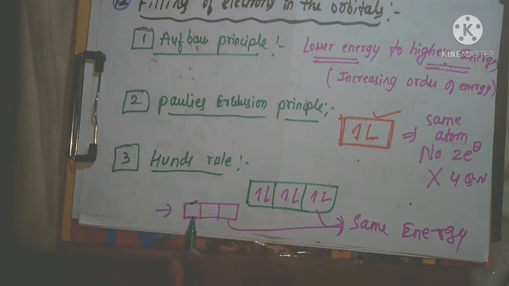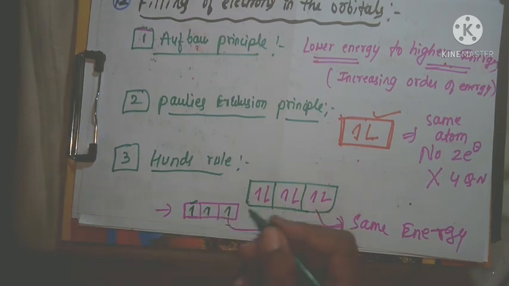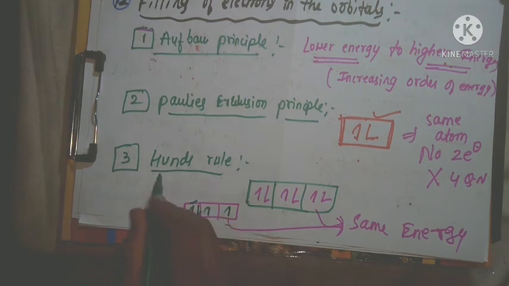Means first we have to add one electron to each orbital, because all these 3 orbitals are having the same energy. It is correct. If 3 electrons, you have to add this electron here. For the 4th electron, then go for pairing. This rule is called Hund's rule.